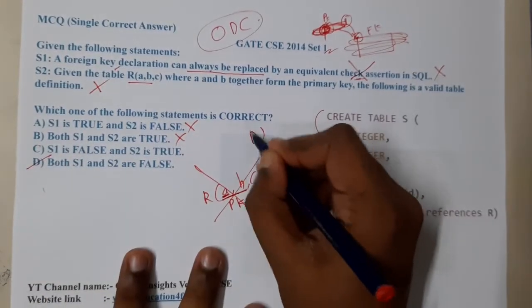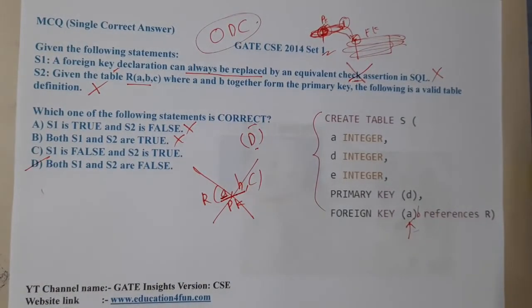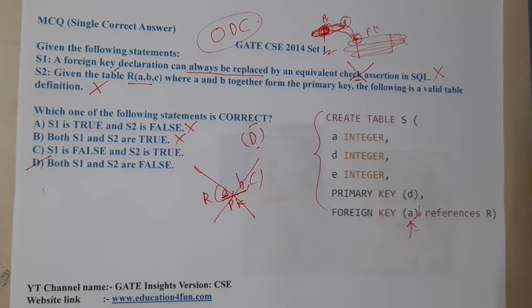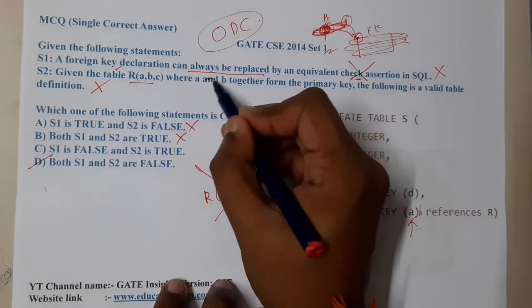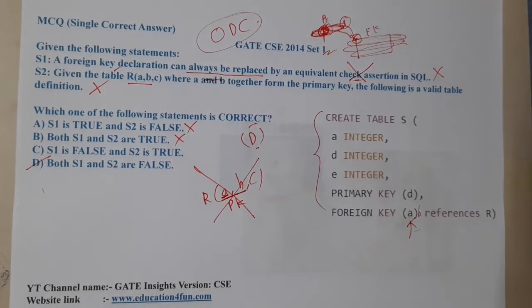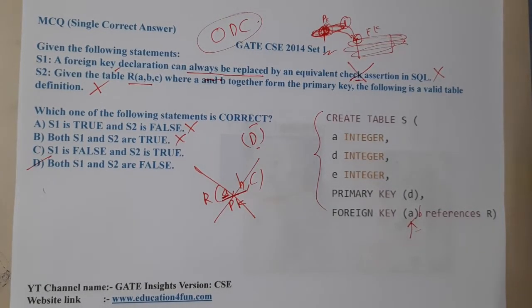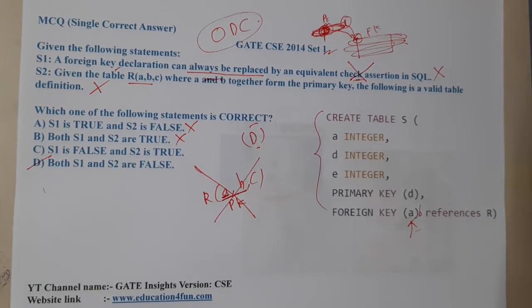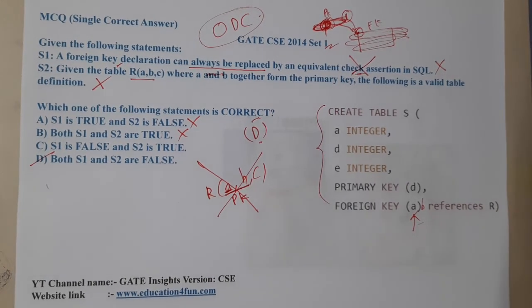So we can conclude that D is the most appropriate correct answer. The examiner just wants to confuse us. If he had given only A as the primary key, that would have been correct. I hope everyone got a clear idea with respect to this.